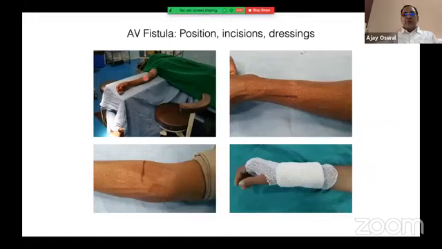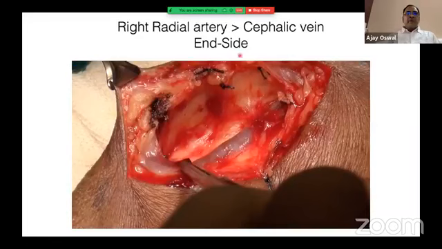The incision should be marked appropriately. This is an incision between the cephalic vein and radial artery on the forearm, and this is a horizontal incision 2 finger breadths below the elbow, where we take incision for a brachiocephalic AV fistula, and this is an excellent dressing. These are small but crucially important points which one should ensure before undertaking AV fistula surgery. I am briefly demonstrating a right radial artery to cephalic vein end to side AV fistula.